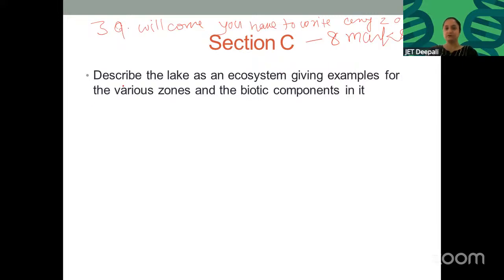Now, the first question that section C is asking is: describe the lake as an ecosystem, giving examples of the various zones and the biotic components in it. This is the question they are asking. Now, what is the lake ecosystem? The water ecosystem, the fishes, the plants, the submerged plants, all these form a separate ecosystem that is called lake ecosystem. See, in the lake ecosystem, deep water lake zones are divided into 3 distinct zones.